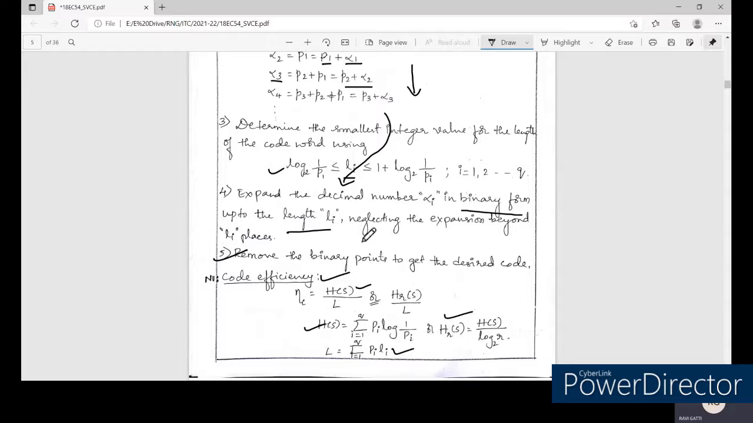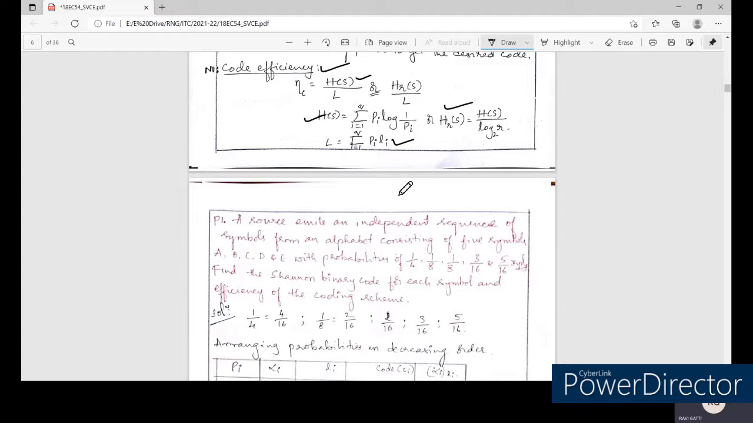alphas, you need to convert into binary form, and you need to restrict these binary forms to the average length you have calculated, that is Li. Based upon that, you can stop the binary representation of the decimal values, and then finally you are going to calculate the code efficiency by using these expressions. Okay, so let us try to solve some examples by using this method.